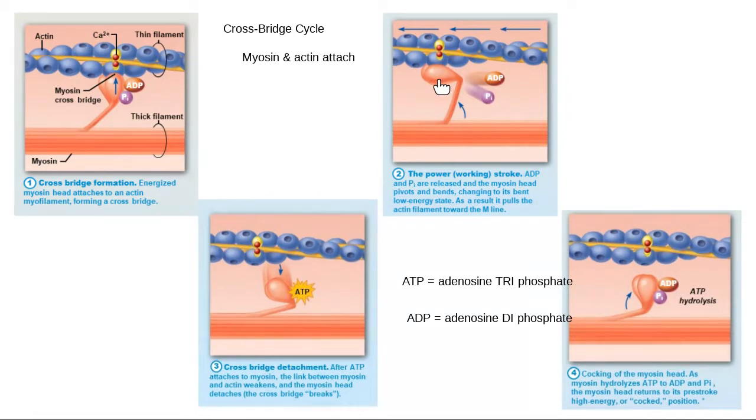So the stage of the cross-bridge cycle that we can't get past when we die, that leads to rigor mortis, we can't get here. We can't detach myosin and actin. That makes things really stiff. Rigor mortis. Yeah, go for it, Ariel.